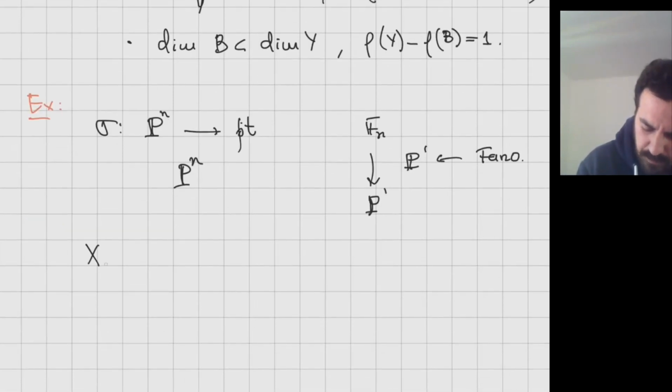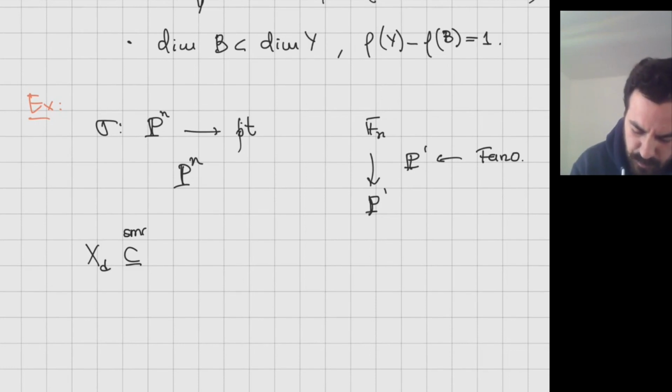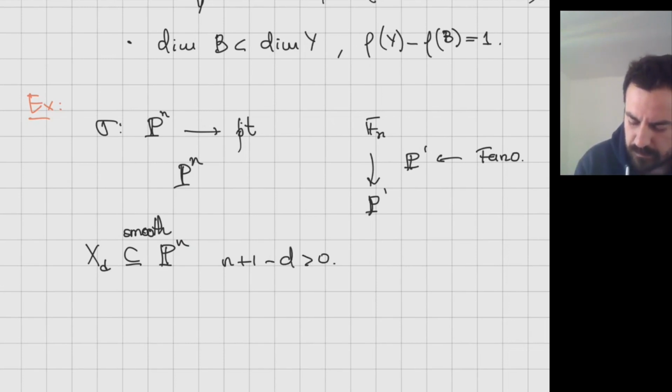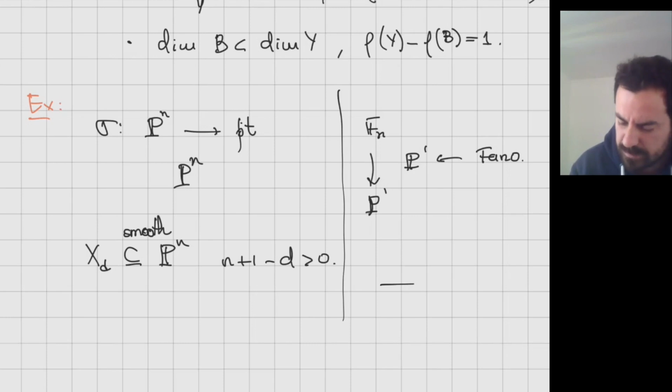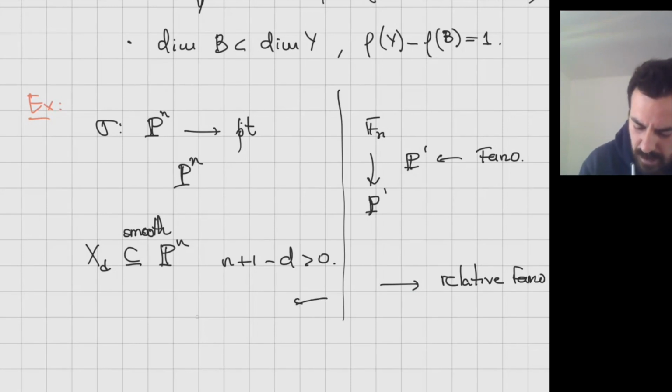We also have, for instance, a smooth hypersurface of degree d in P^n. This is also a Mori fiber space, provided that n plus 1 minus d is bigger than 0. This is just the Fano condition again. So these are relative Fano varieties, and these are the absolute Fanos.